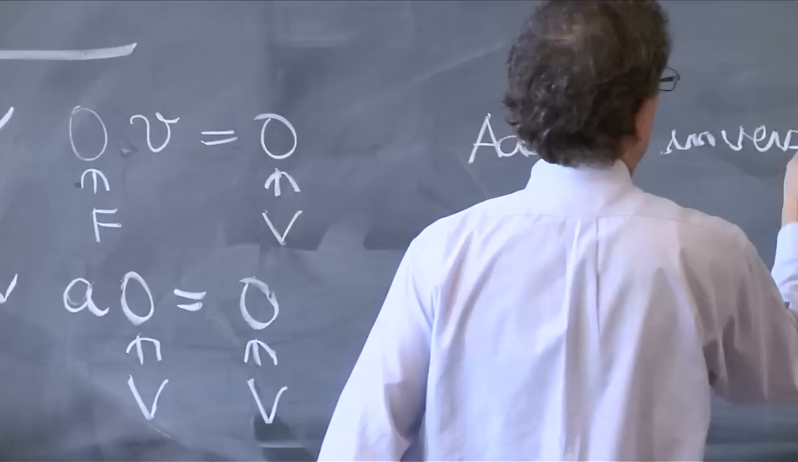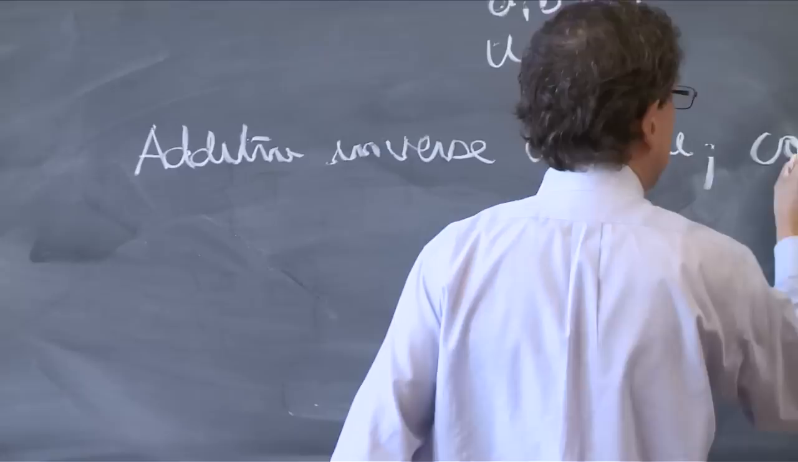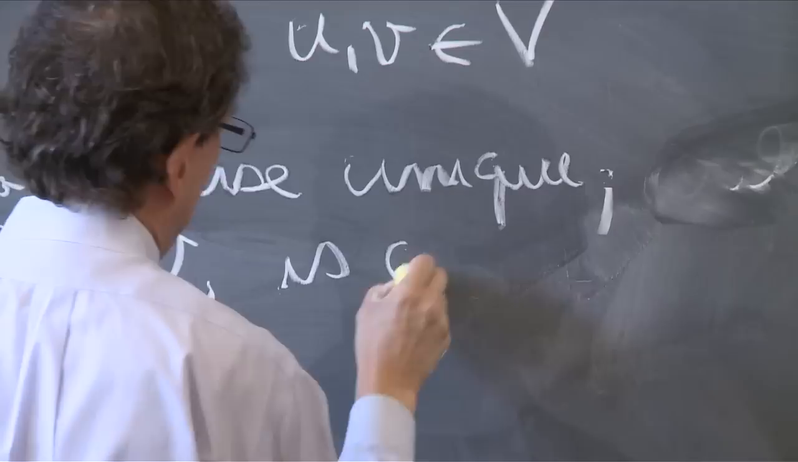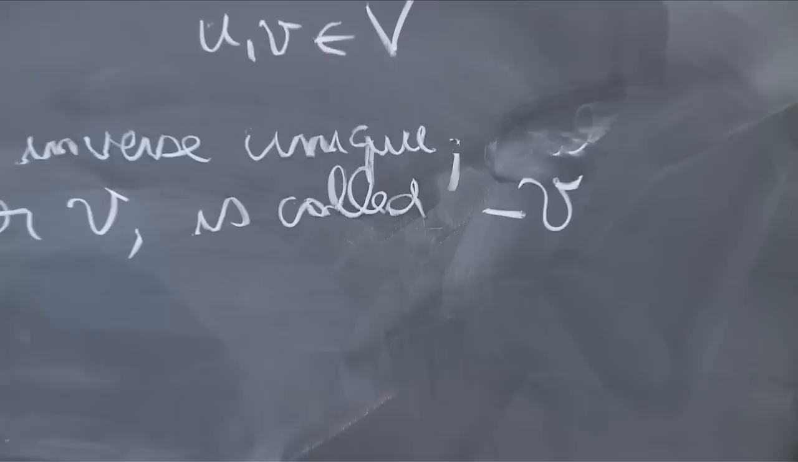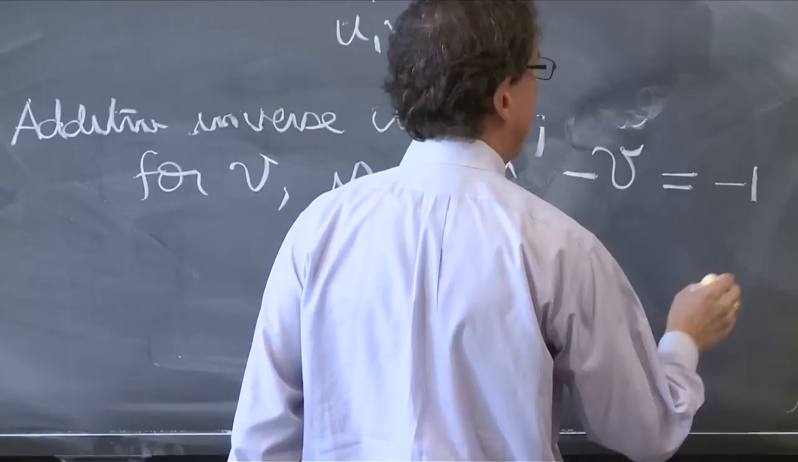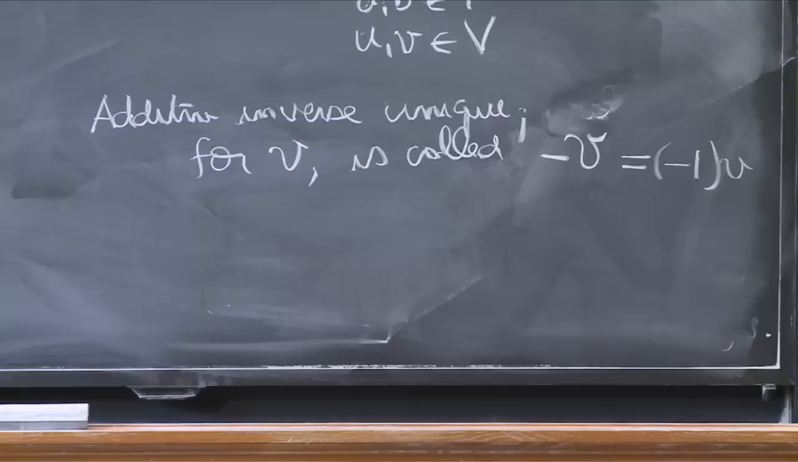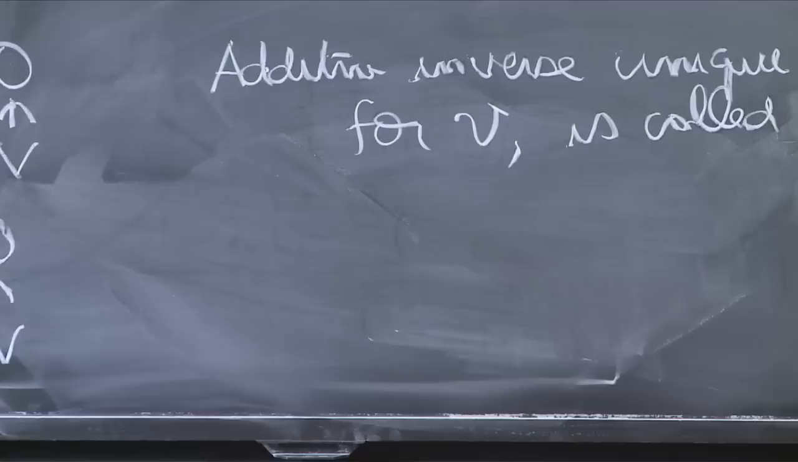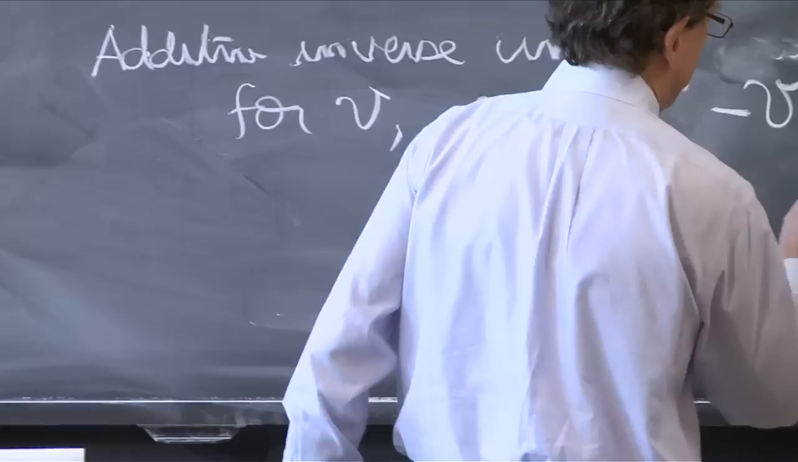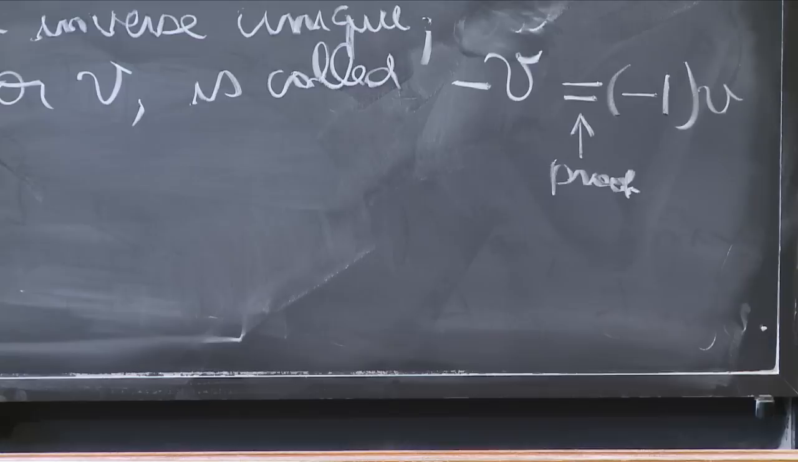And for v it's called minus v, just a name. And actually, you can prove it's equal to the number minus 1 times the vector. That might sound totally trivial, but go try to prove them. They're all simple, but they're not trivial, all these things. So you call it minus v, but actually this is a proof.